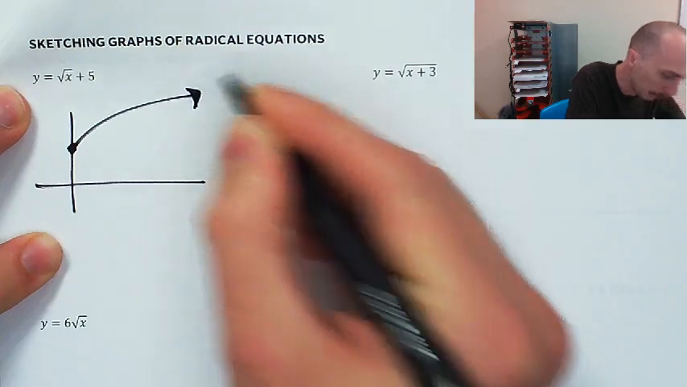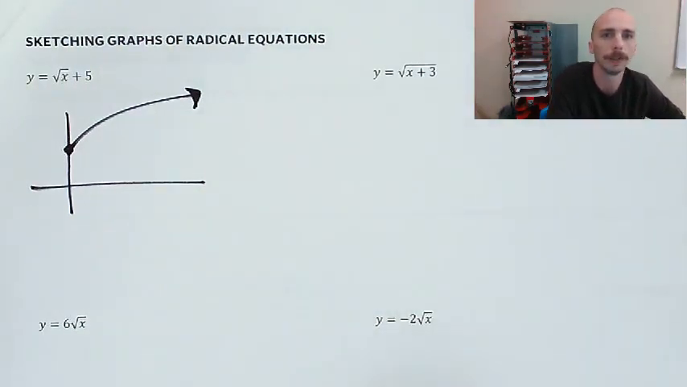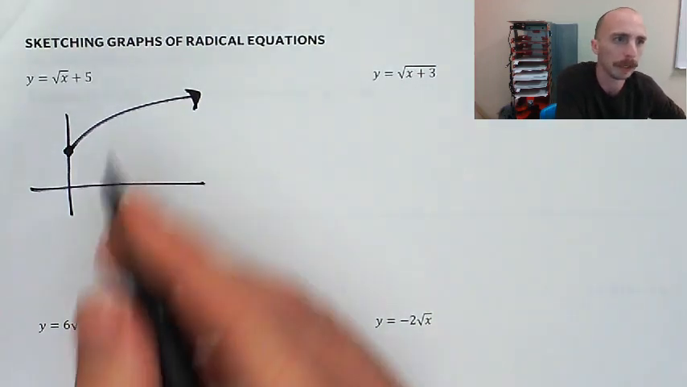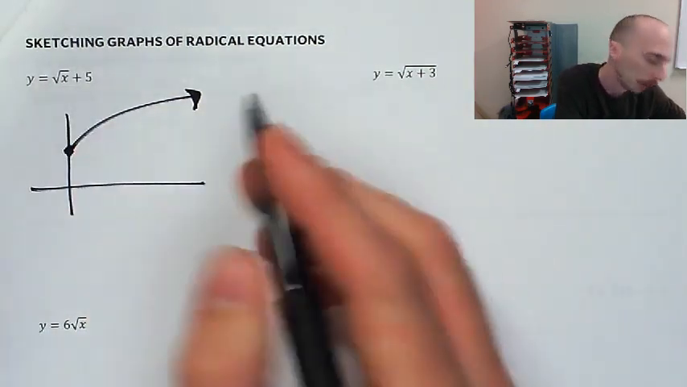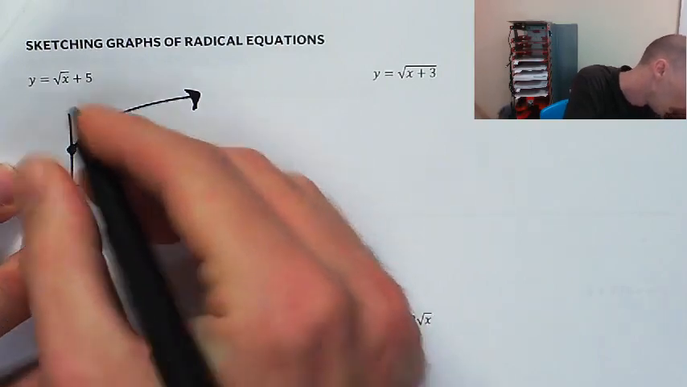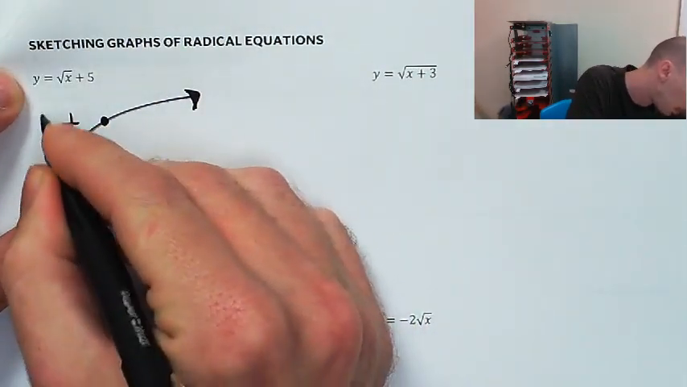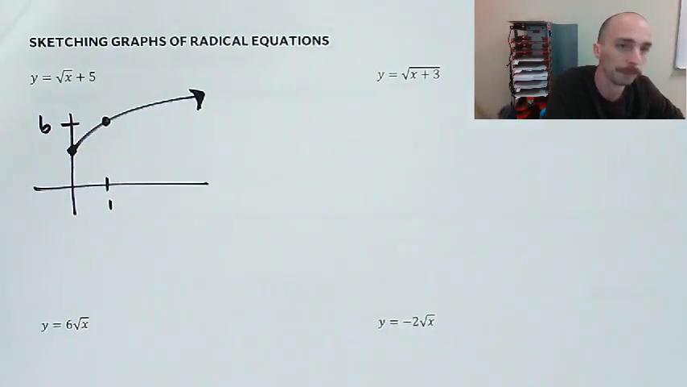Okay. If you needed another point because you were on a grid or something, or the instructions told you you needed another point, you just pull probably any number that we know how to take the square root of. So maybe I'll say that this is 1, and then the y coordinate there would be the square root of 1 plus 5. That'll be 6. Okay, that would be a decent sketch.